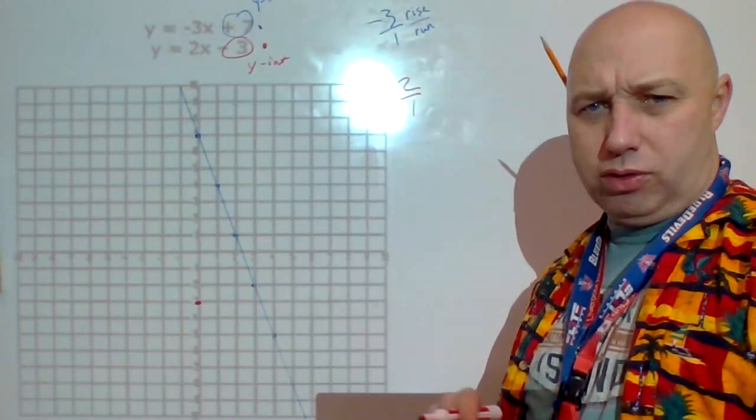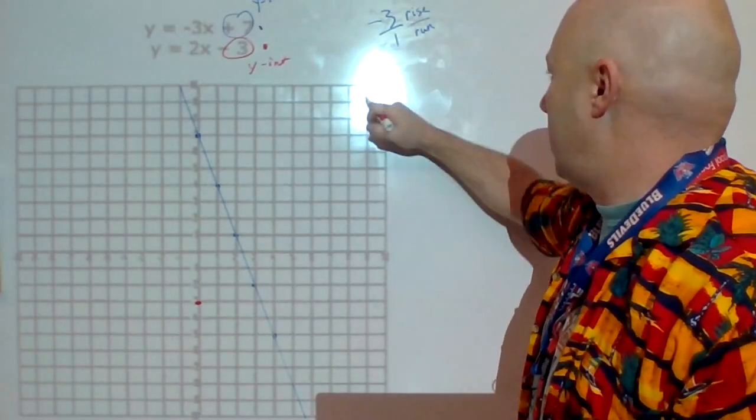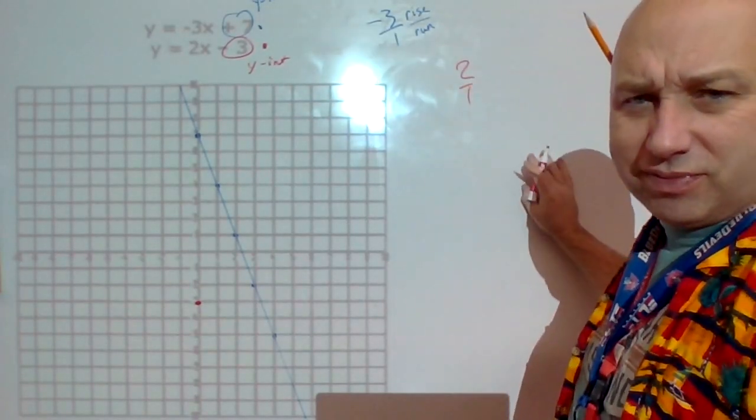Am I in the light? Oh, you can still see that kind of. Oh, let's get away from the light. 2 over 1. That's further out of the light.